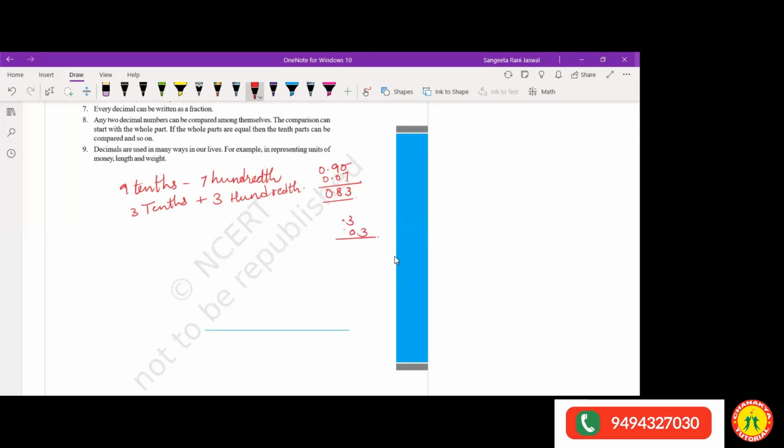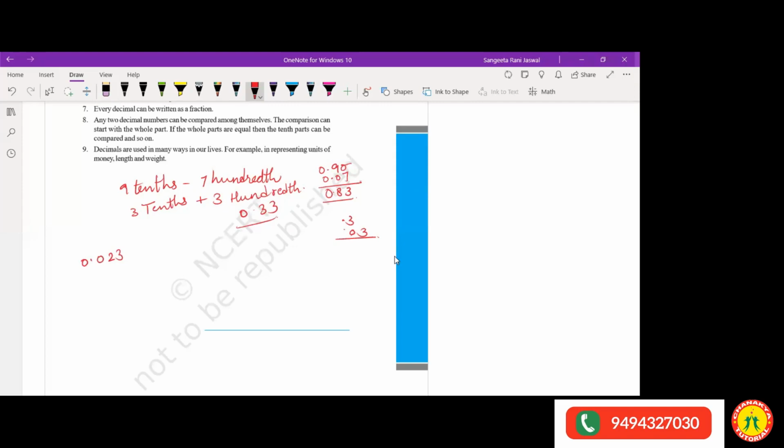0.33. Okay, yes, that's plus. This is 0.33. Okay, now tell me, 0.023 lies between which two numbers?